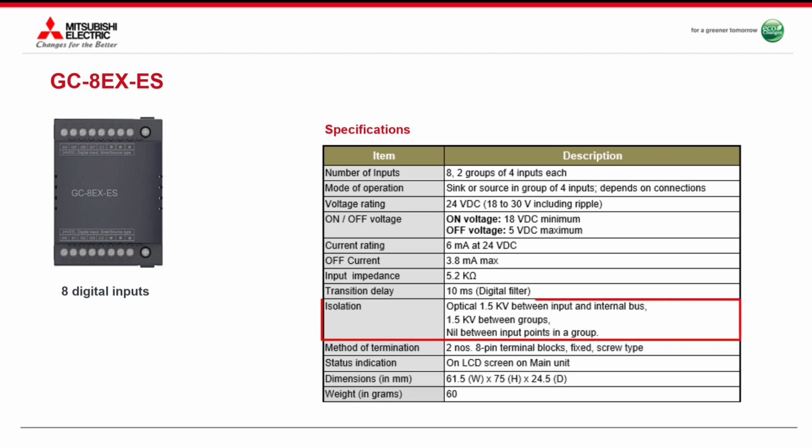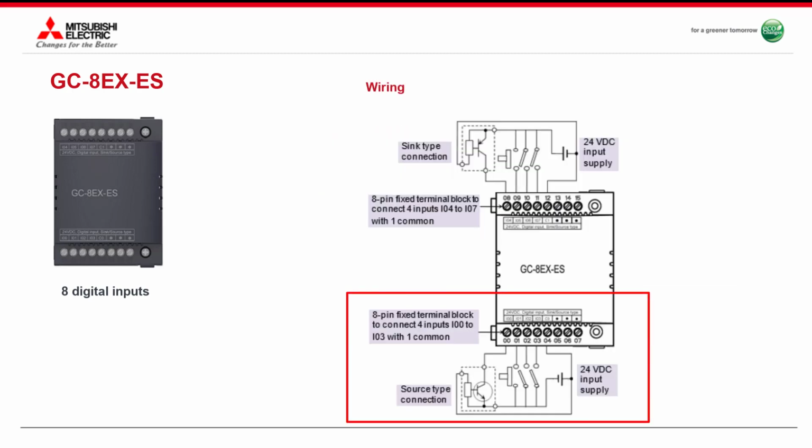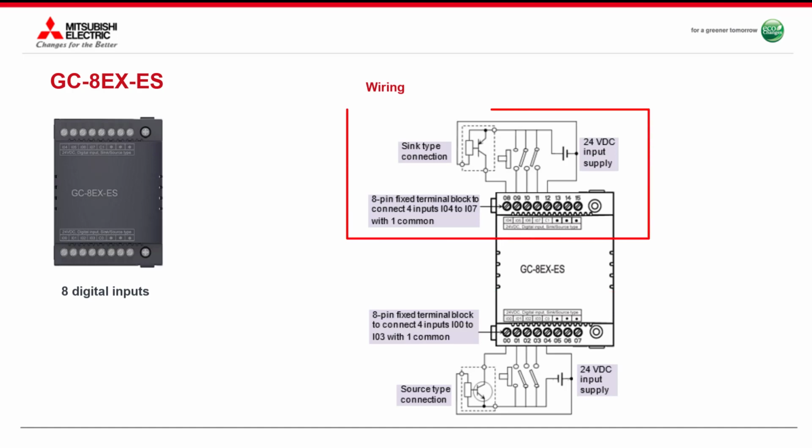All inputs are provided with optical isolation between input and internal bus. Status indication is provided in I/O monitor screen on LCD. Depending on connections, inputs groups can work as sink type or source type. In diagram shown here, Group 1 of input pins I00 to I03 is connected for source type and Group 2 of I04 to I07 is connected for sink type inputs.